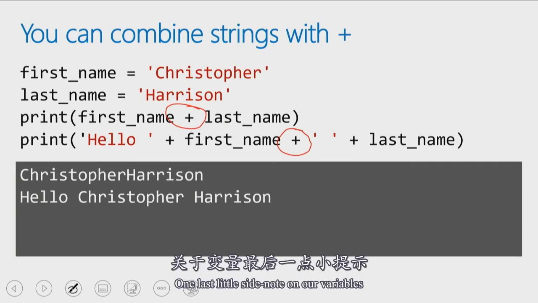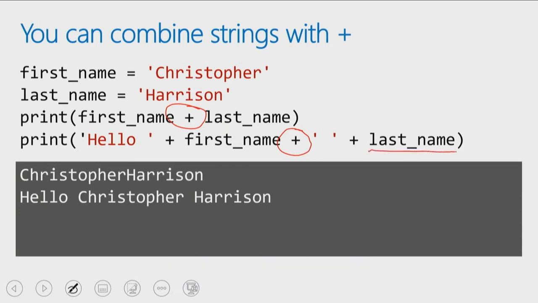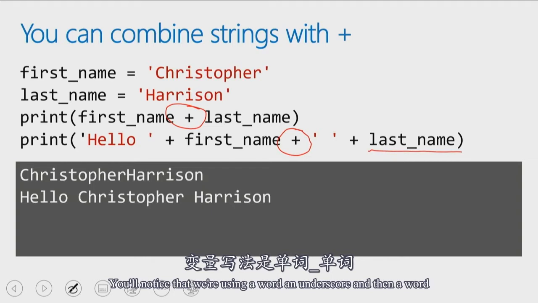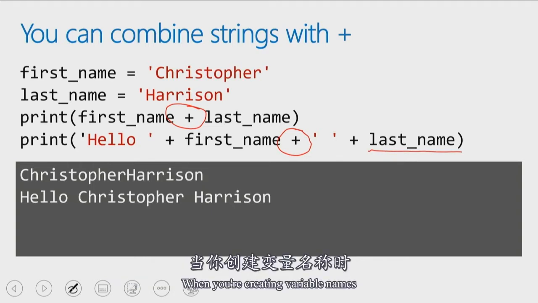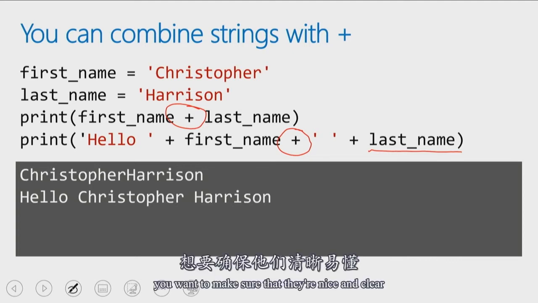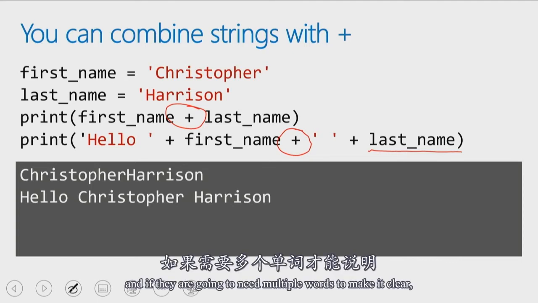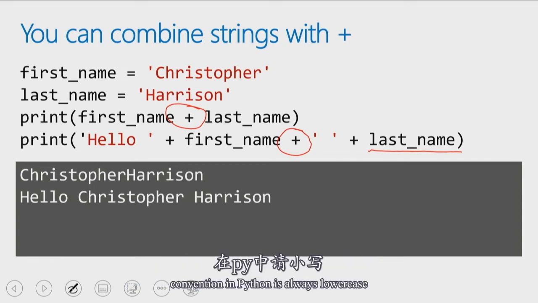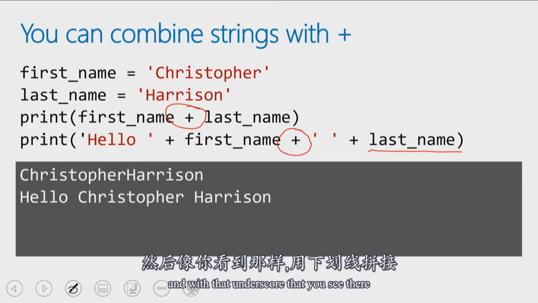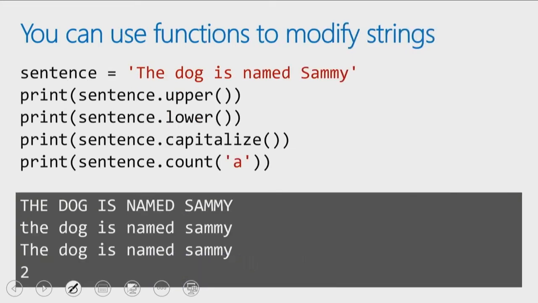One last little side note on our variables. You'll notice that we're using a word, an underscore, and then a word. When you're creating variable names, you want to make sure that they're nice and clear. And if they are going to need multiple words to make it clear, convention in Python is always lowercase and with that underscore that you see there.